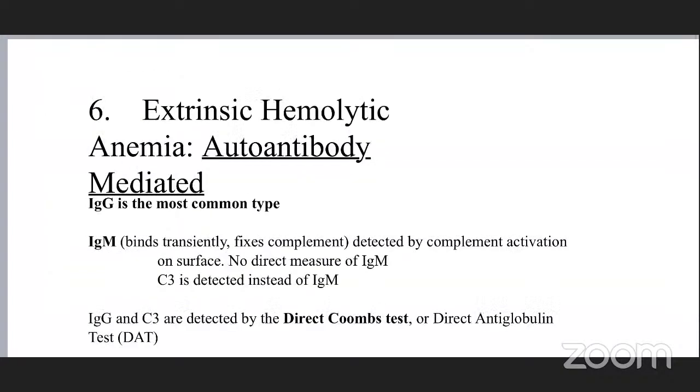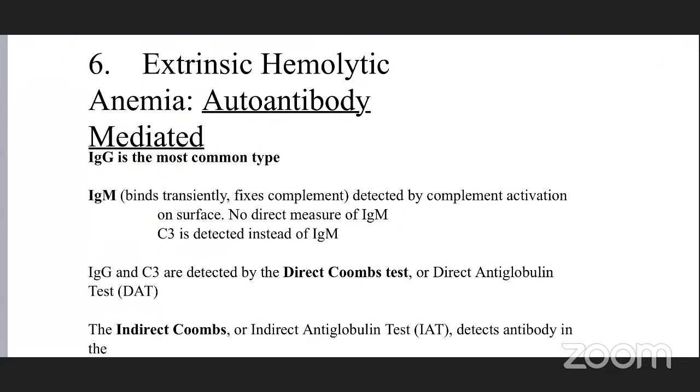So we'll talk about extrinsic hemolysis, which is caused by autoantibody mediation. IgG is the most common type. IgM binds transiently and fixes complement, detected by complement activation on the surface. There is no direct measure of IgM; C3 is detected instead of IgM. If you search for antibody in the lab, IgM usually binds transiently and fixes complement, so we can detect it by complement on the surface. So it is indirect. We detect C3 instead of IgM.